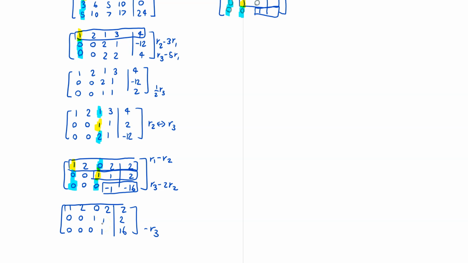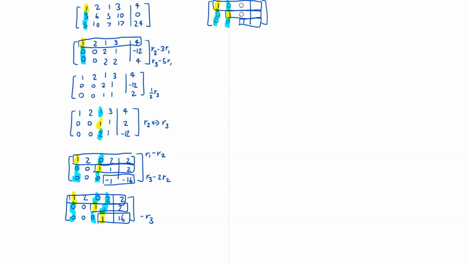So let me kind of redo the same thing. So here I have 3 blue bars. I have 3 leading 1s. Wait a minute, this is not a leading 1. I have this leading 1, leading 1, leading 1, and I have this guy 0, 0, 0, 0. So the only thing that I'm left to do is to change this 2 guy into a 0, and then this matrix is going to be in reduced row echelon form.